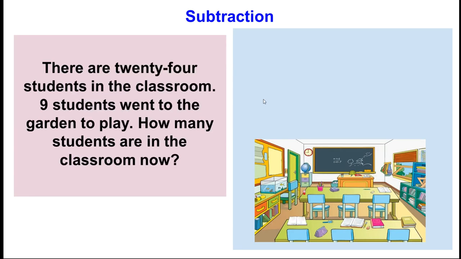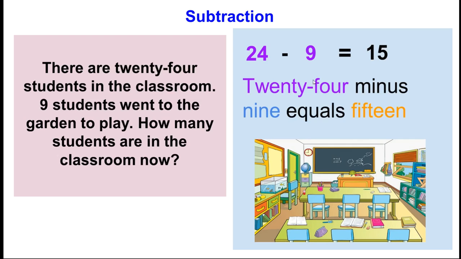Here's an example for you using subtraction. There are 24 students in the classroom. 9 students went to the garden to play. How many students are in the classroom now? So we set up our operation. 24 minus 9 equals 15. Now there are 15 students in the classroom.